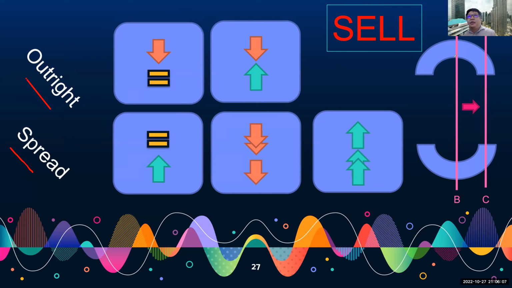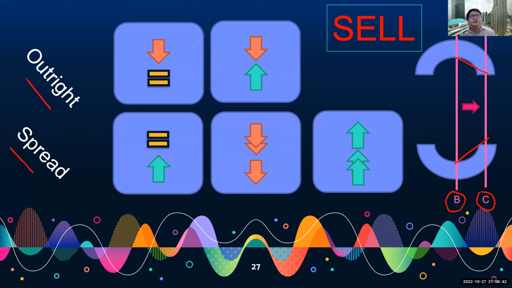Okay. Then what happened is the spread will go from B point to C point. That means it is narrowing. So when the spread drops, it's because the spread is narrowing. Okay. So here, I also show you 5 scenarios which can get spread narrowing.